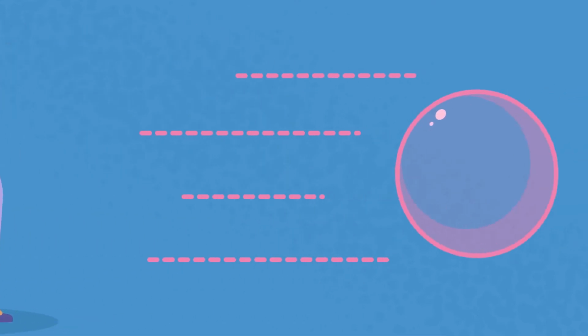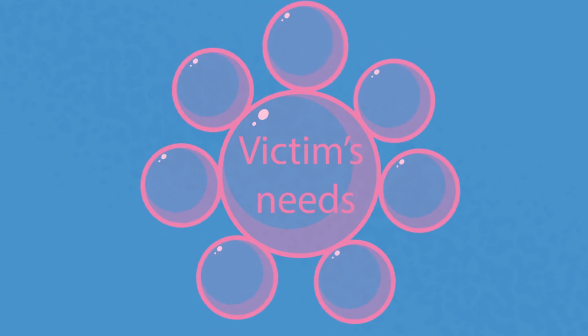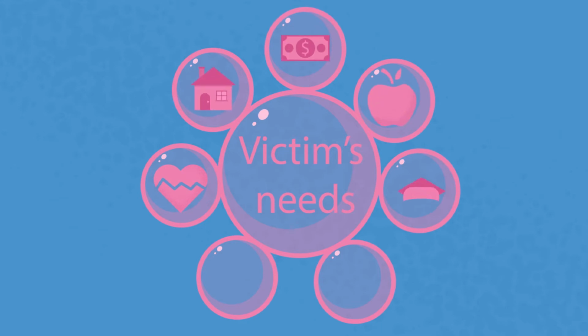Here are some of the possible dimensions to take into consideration when assessing a child victim's needs: health, housing, economic recovery, nutrition, education, child protection and psychosocial support or counselling.